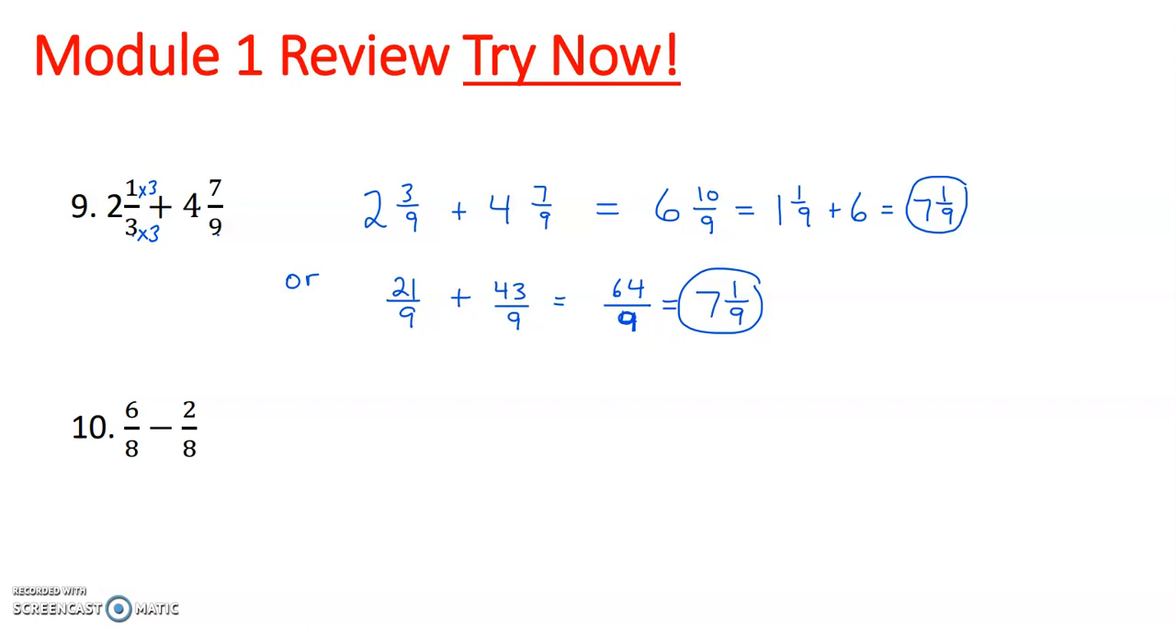Number 10, we just keep our denominator. 6 minus 2 is 4, and we reduce the fraction to lowest terms. Whoa, divide by 4, goodness. Equals 1/2. If you divide by 2, you just have to divide by 2 again.